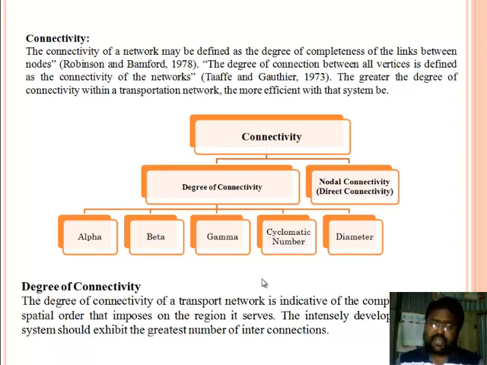This connectivity can be measured in two ways. One is degree of connectivity, another is nodal connectivity or direct connectivity. The degree of connectivity can be measured by these indices: alpha, beta, gamma, cyclomatic number, and diameter. Now, degree of connectivity. The degree of connectivity of a transport network is indicative of the complexity of the spatial order that it imposes on the region it serves. An intensely developed network system should exhibit the greatest number of interconnections.